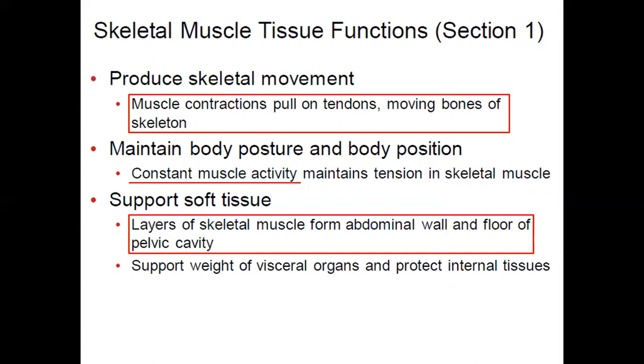But skeletal muscle can also maintain body temperature and body posture and position. There are some muscles that are constantly active that maintain posture. How many of you just sat up straight and straightened your spine after slouching over? That's body posture and position that is maintained by skeletal muscle. Supporting soft tissues. So tighten up your abs for me real quick. The abdominal muscles create a wall, and in the floor of the pelvic cavity as well, they hold in your digestive system organs and organs in the pelvic cavity, and protect them.